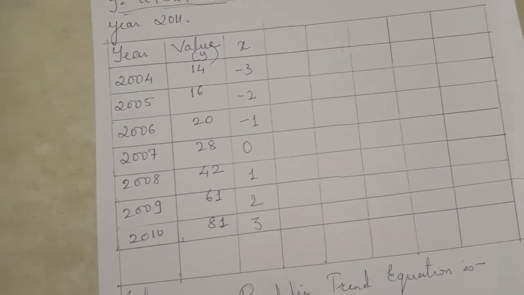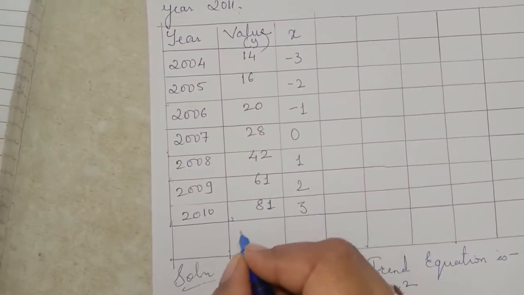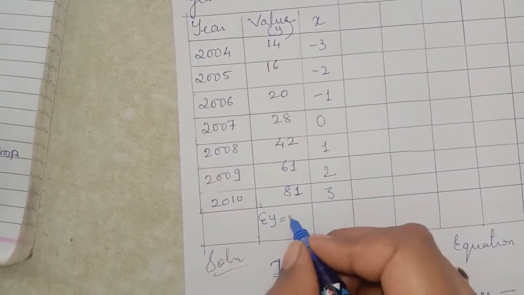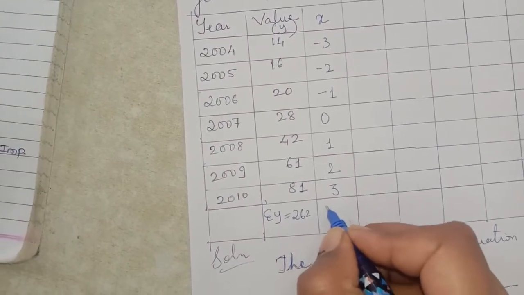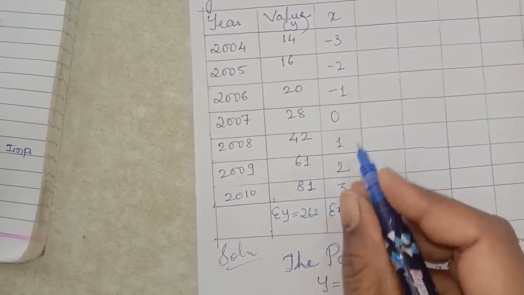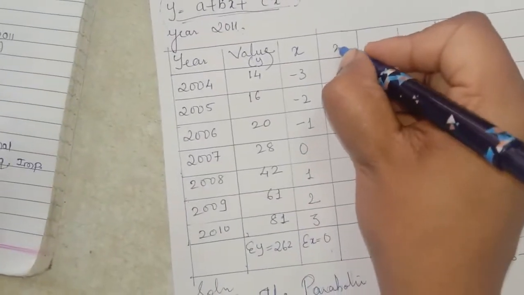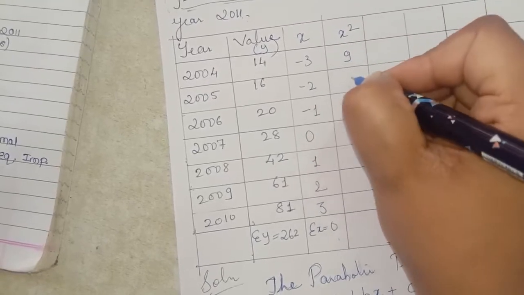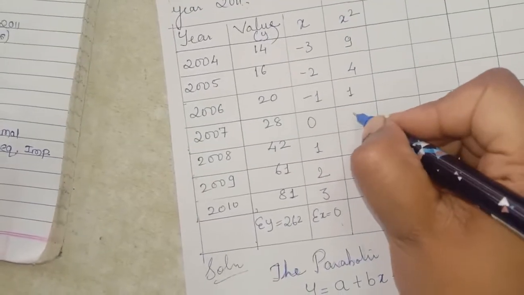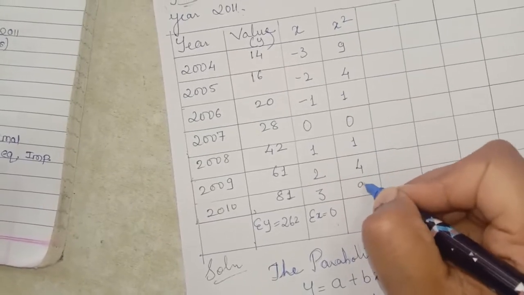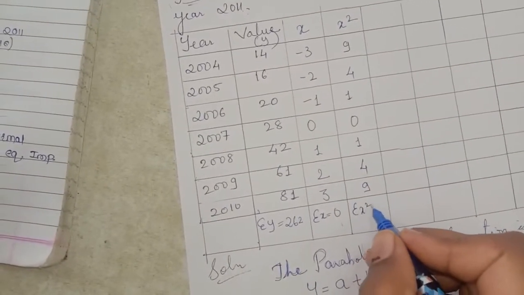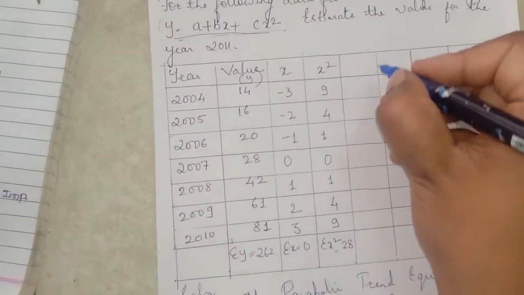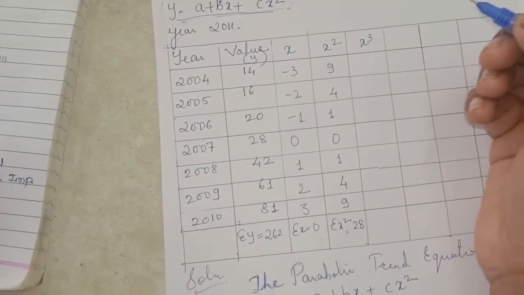Now make the total of the values, that is summation y. Summation y is equal to 262. And as I told, the total of summation x is always 0. Then next column x square. Square of this: 3 square 9, 2 square 4, 1 square 1, 0, 1, 4, 9. Summation x square total is 28.